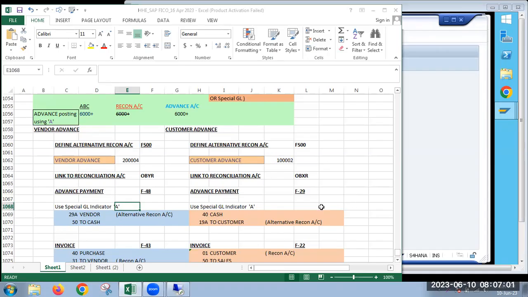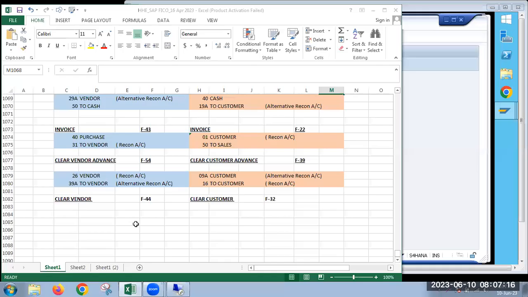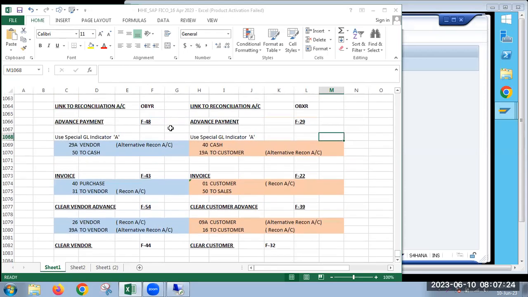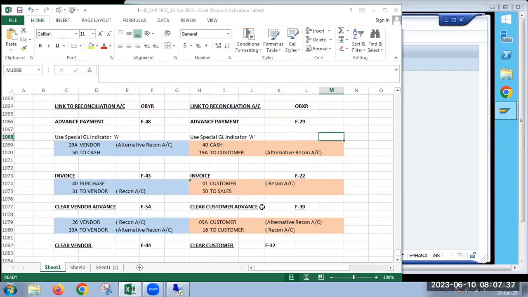Later, we cleared the advance we had posted against an invoice. We also saw how we can clear the vendor balance. So this is how we made vendor advances. I have also shared how, with the same concept, we can make customer advances, both the configuration and the transactions. So up to this vendor advance, the posting and the clearing, any question?